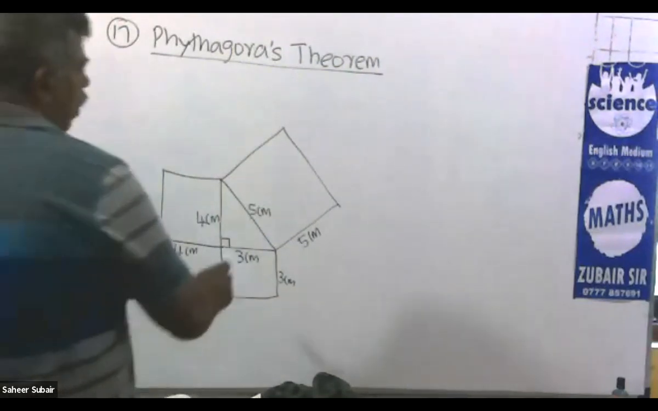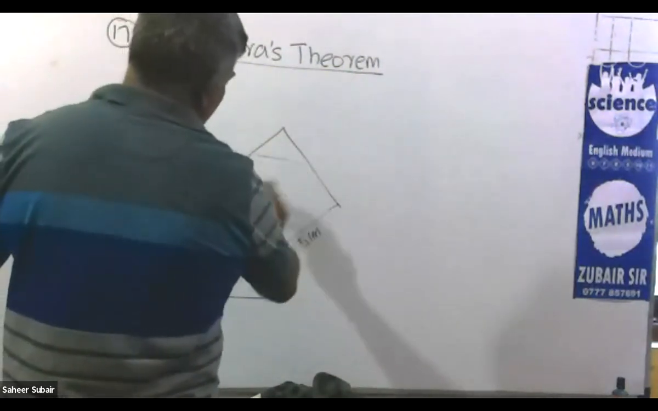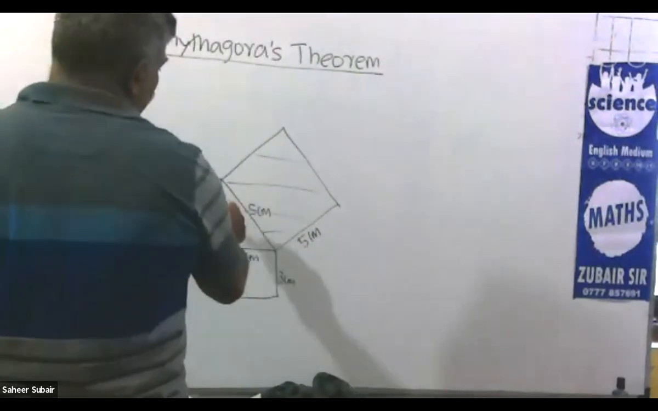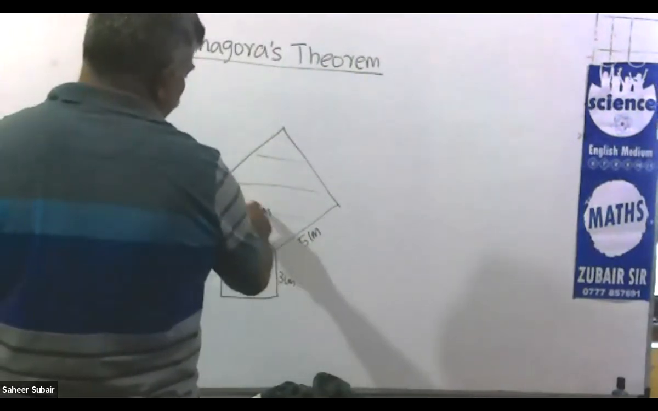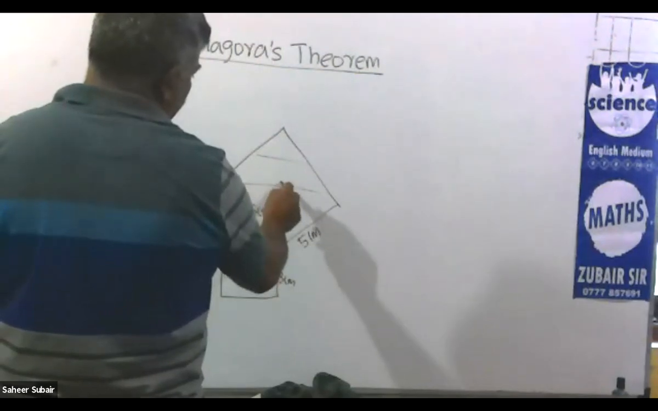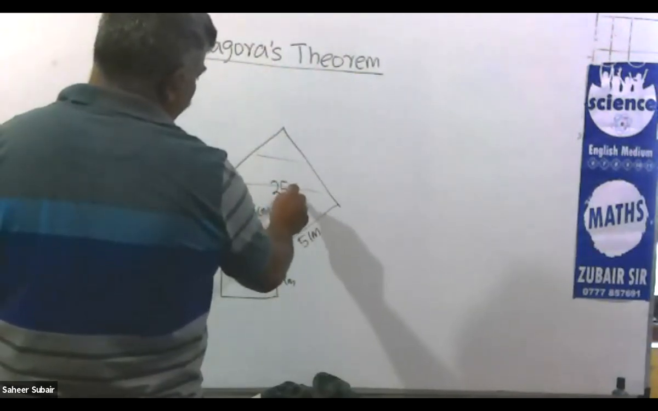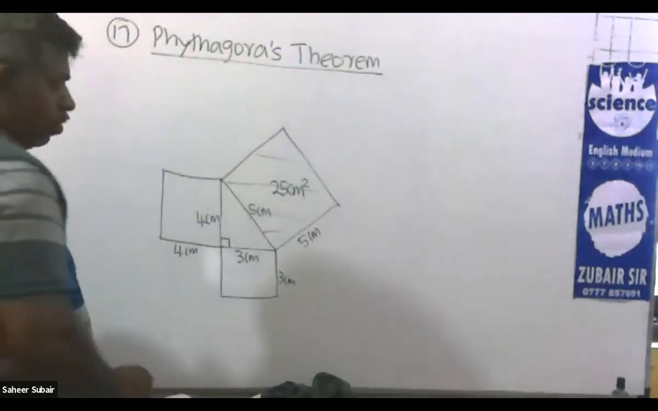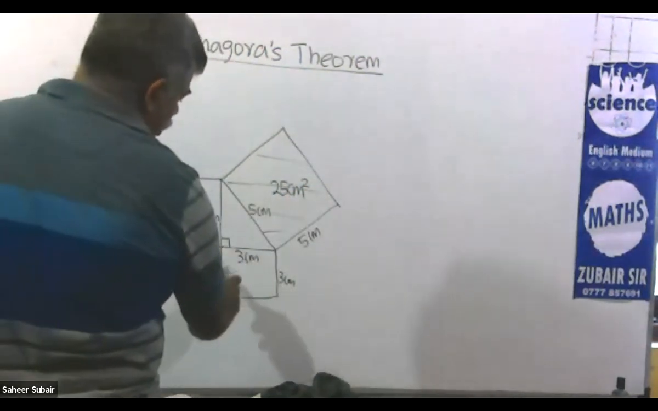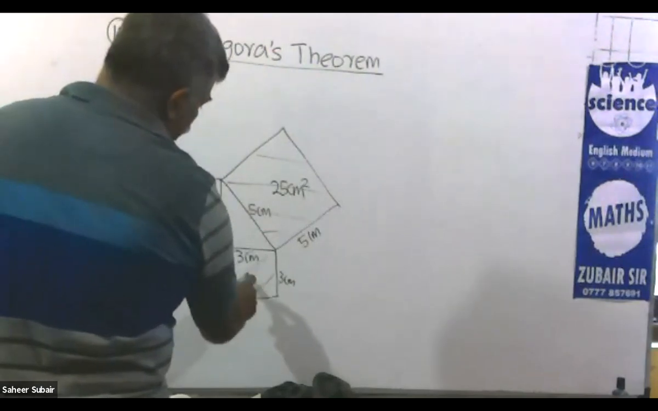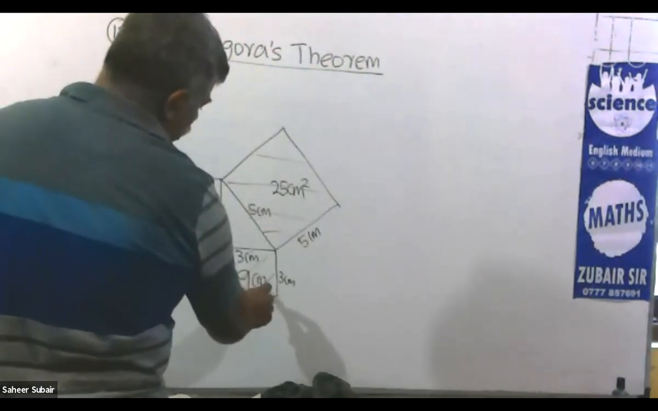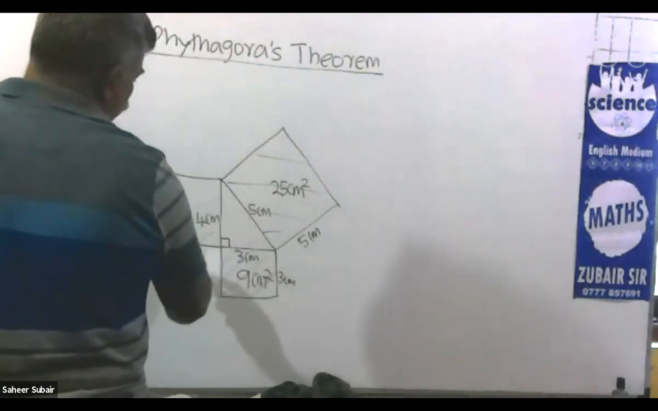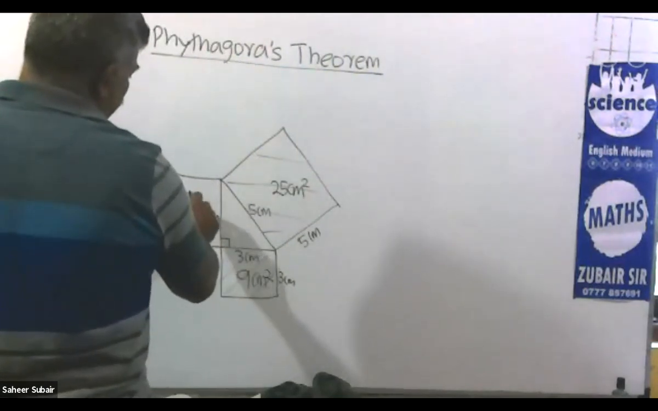Then see what is the area of this square. Area of this square means 5 into 5, length into breadth. 5 into 5, 25 centimeter square. Then what is the area of this square? 3 into 3, 9 centimeter square. What is the area of this square? 4 into 4, 16 centimeter square.